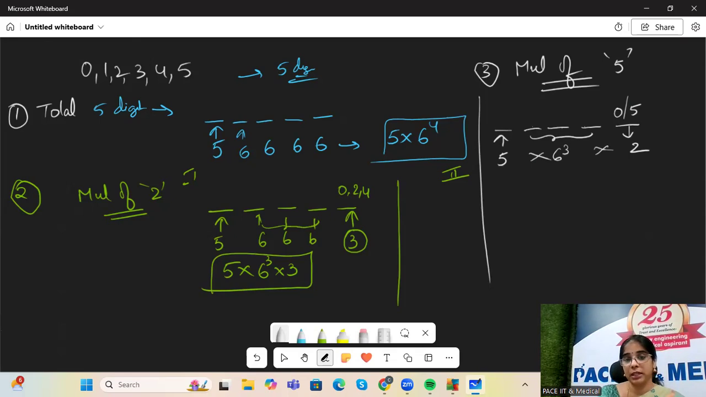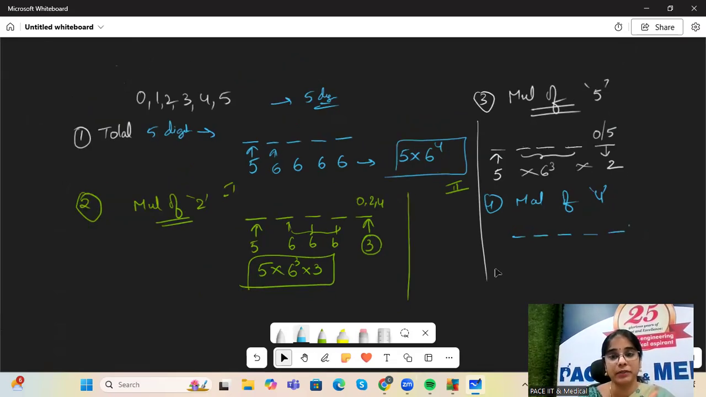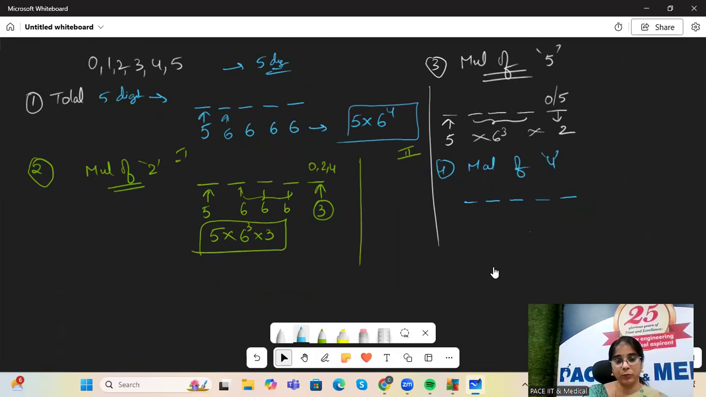Now I am going with the multiples of 4. Now when I'm talking about multiples of 4, do it very carefully. 1, 2, 3, 4, 5. Multiples of 4, as I said, the last 2 places should be divisible by 4. Now tell me what are the possibilities for the last 2 places when there is a repetition of the digits 0, 1, 2, 3, 4 and 5. There is a repetition. You can count it any number of times. So the last 2 places can be filled with all the possibilities is what I'm writing here.